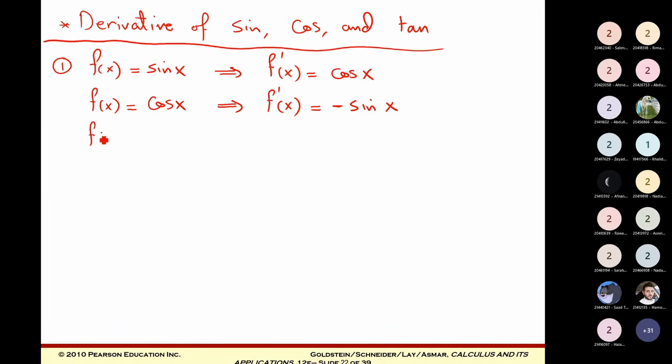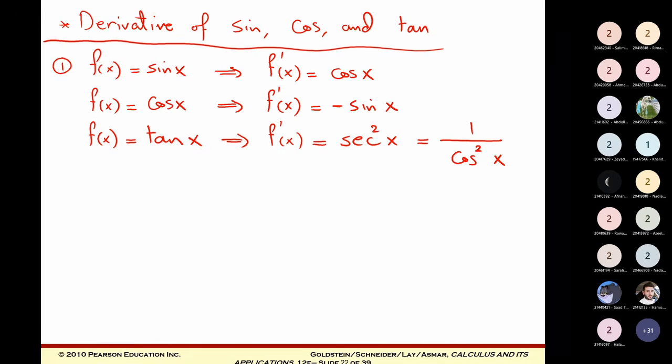Number three, f of x equal tan x. This is equal secant square of x or 1 over cosine square x. Okay, secant is 1 over cosine. So we can put it 1 over cosine square or secant square.